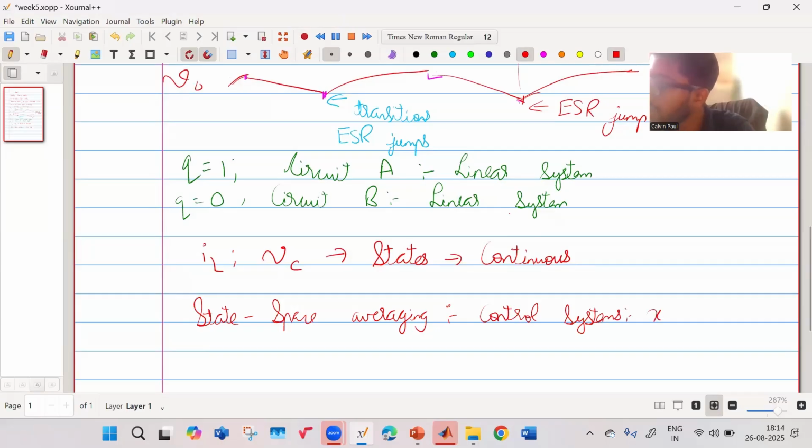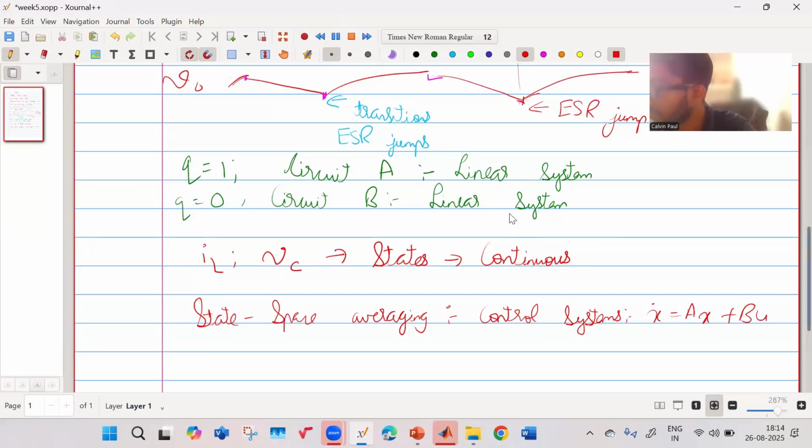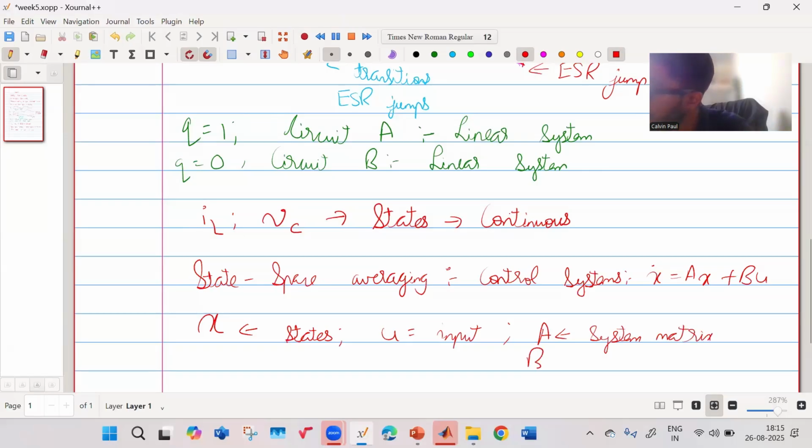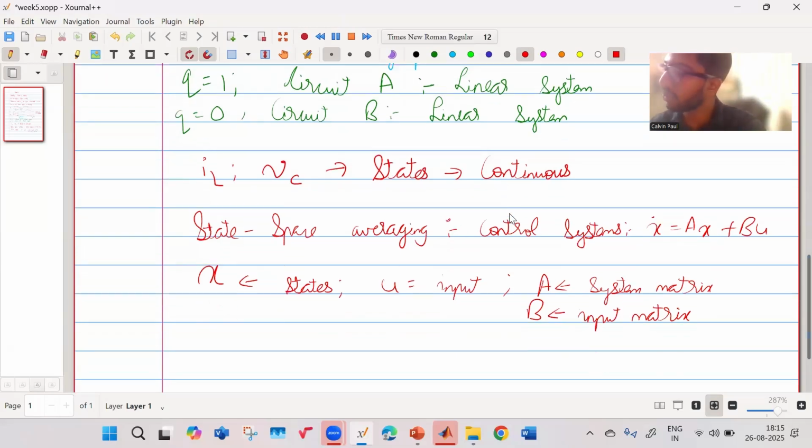you would have X dot is equal to AX plus BU. So this X is your states. Your U is your input. Your A is your system matrix, and B is your input matrix. Okay. So we will be using matrices a lot, so it's good if you are well versed with them.